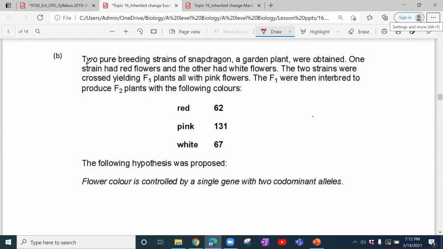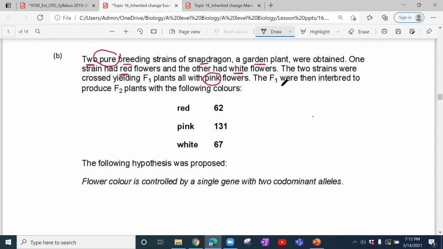So they're saying we have 2 pure breeding strains of snapdragon, which is a garden plant, and pure breeding, right? So it means homozygous dominant, homozygous recessive. Then one of the strains, because both of them are pure breeding, one had red flowers, other had white flowers. The 2 strains were then crossed, yielding F1 generation and all the plants were pink. Okay? So the parental generation, one was red, one was white, but the offsprings are pink.